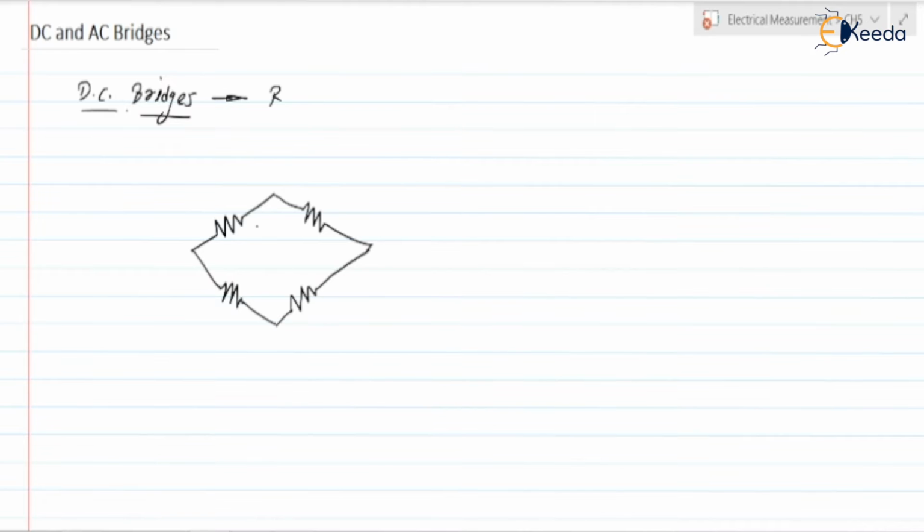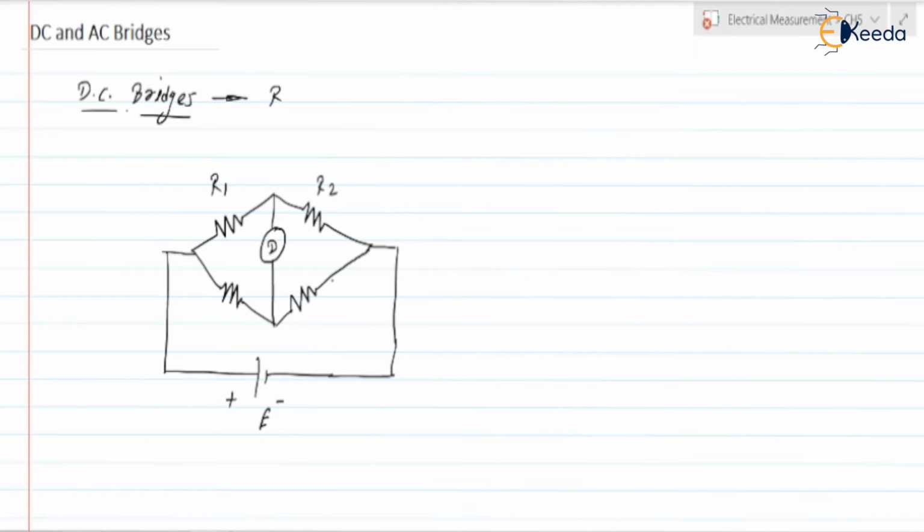And here in between these 2 points, we'll be having a detector D. And here the external supply. Let us consider it as E. Next, suppose this is a resistor R1, R2, R3 and R4.